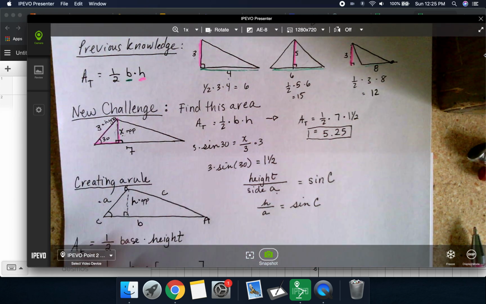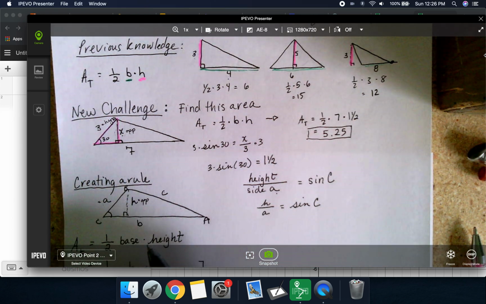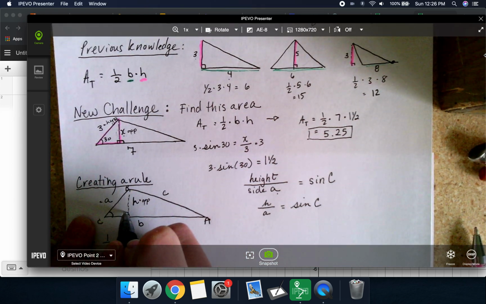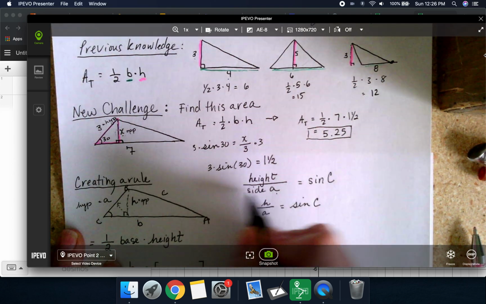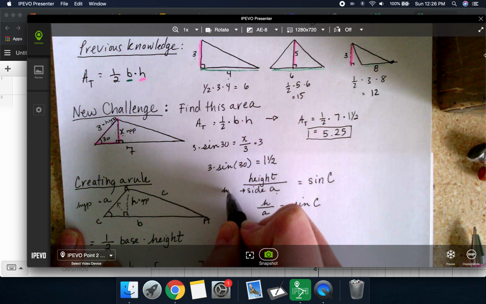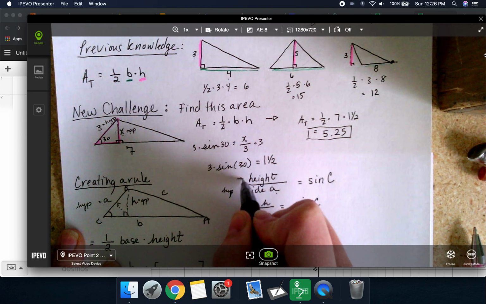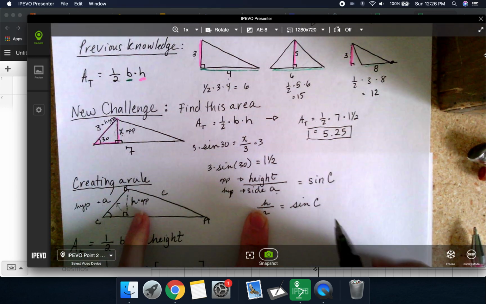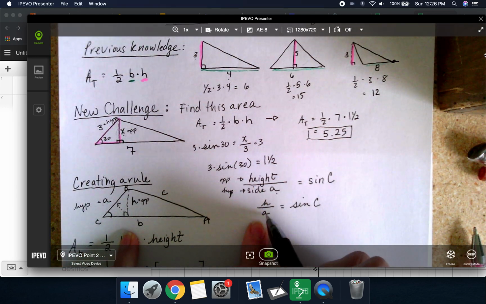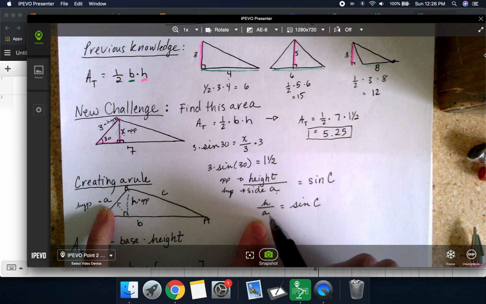And here it's kind of confusing because we tend to think of A as adjacent, but here, since it's opposite the right angle, this is still our hypotenuse. So side A here is our hypotenuse, and the height is our opposite. So we're going to abbreviate height as H and side A as A.